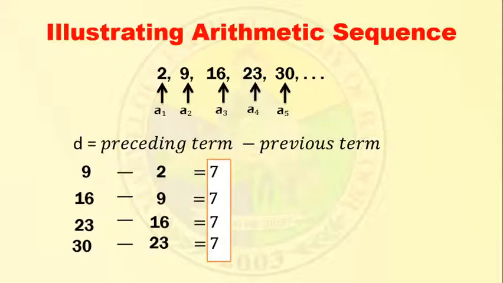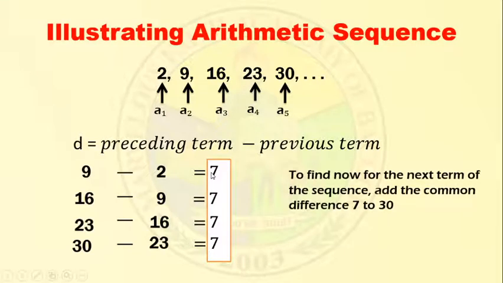Therefore, 2, 9, 16, 23, and 30 is an example of arithmetic sequence kasi meron silang common difference, which is 7. Okay? And to find the next term of the sequence, we need to add 7 to the last term, which is 30. Okay? So 30 plus 7, the next term would be 37.